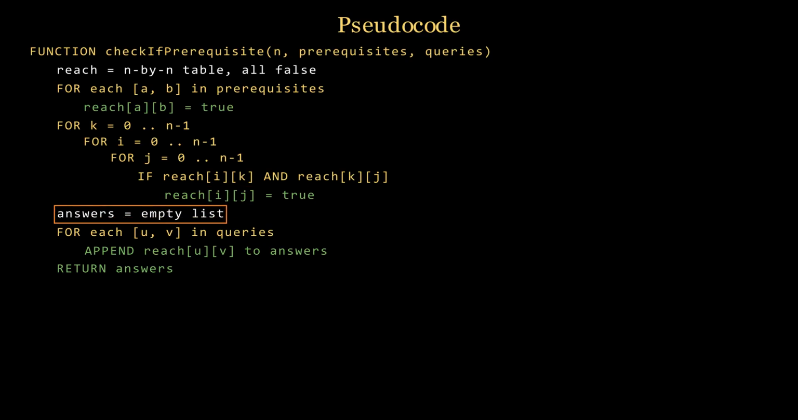Build an empty answer list. Loop over each query u, v. Append reach u v to answers. Return answers.